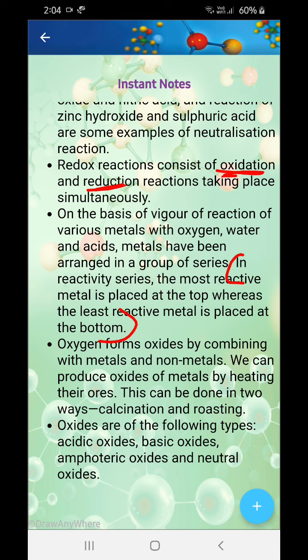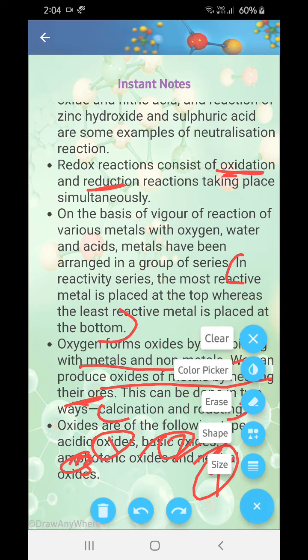Oxygen forms oxides by combining with metals as well as non-metals. We can produce oxides of metals by heating their ores. It can be done by calcination and roasting also. Oxides are of the following types: acidic oxide, basic oxide, amphoteric oxide and neutral oxide. You know what they are, right?